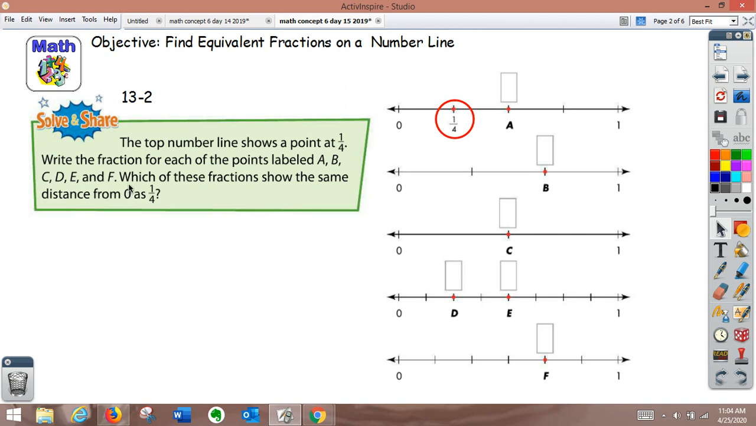Two parts here. Which of these fractions show the same distance from 0 as 1/4? So which of these fractions, A, B, C, D, E, F, is the same as 1/4? That will be our goal today, is to figure that out.